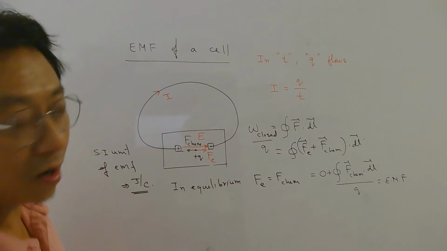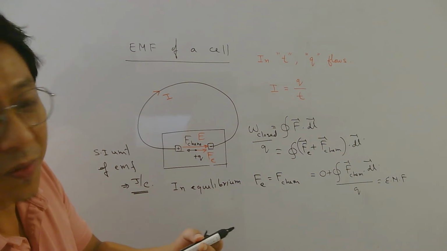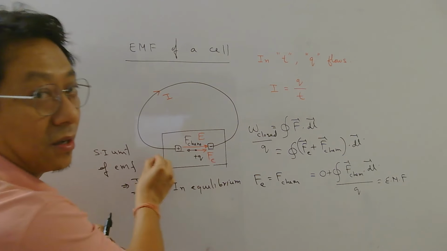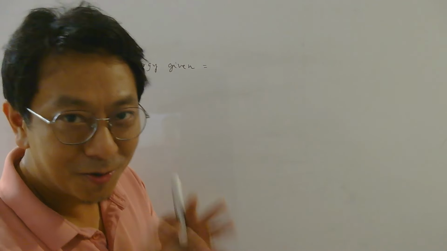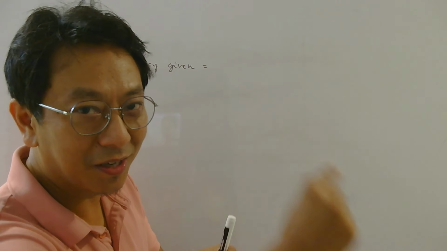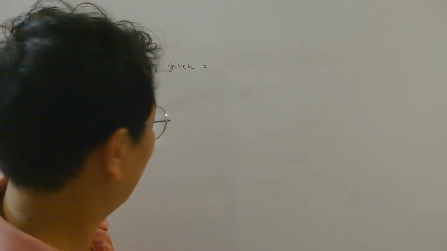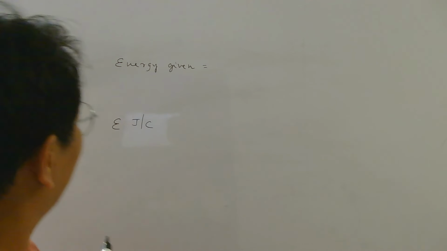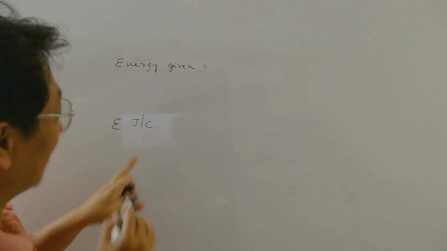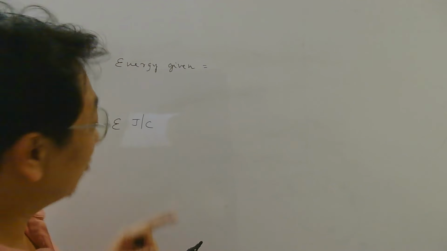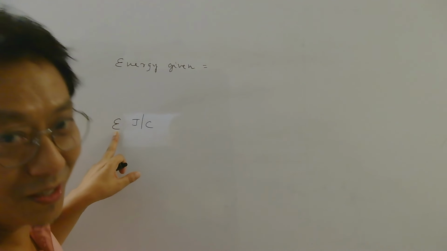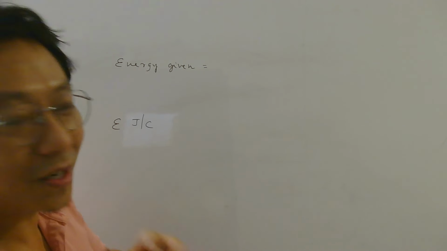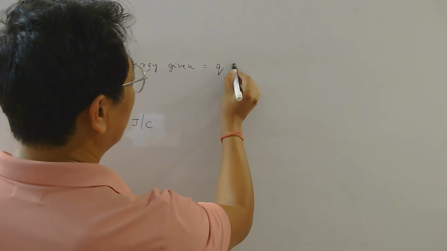So you can think of EMF as how much energy is given by the cell per coulomb as it goes round the circuit. Okay. So when charge Q goes around the circuit, the battery does E joules of work per coulomb, right? That means 1 coulomb gets this much energy. If 1 coulomb gets E joules of energy, then 2 coulomb will get 2E, 3 coulomb will get 3E, so Q coulomb will get QE.